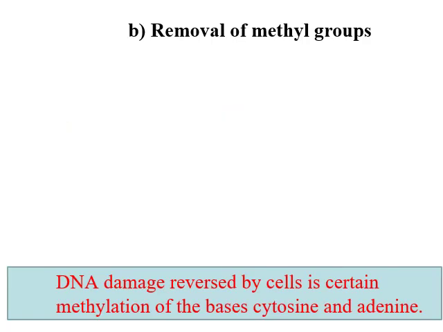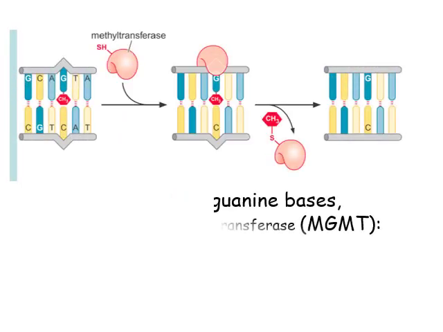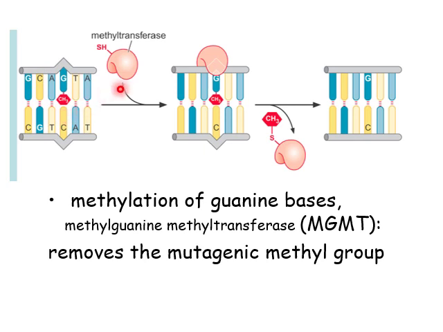Another type of damage is methylation of the guanine bases, in which the protein methyl guanine methyltransferase removes the methyl groups. This image shows the methylation of the guanine bases, that means addition of a methyl group to the guanine bases. To correct these errors, the methyl guanine methyltransferase binds to the methyl group on the base and removes it.